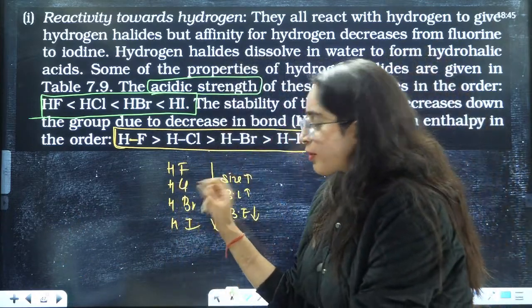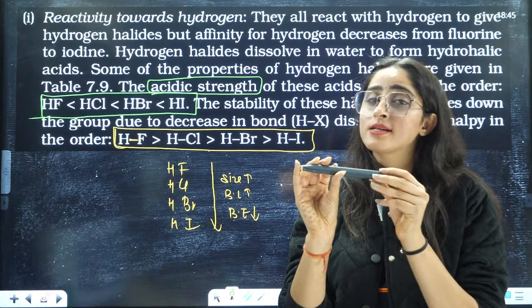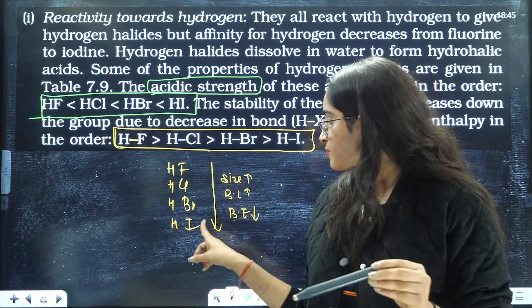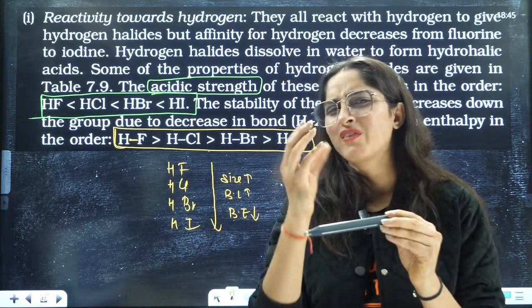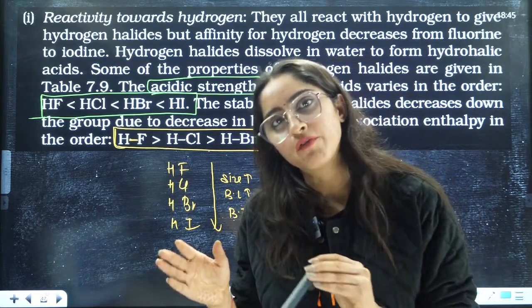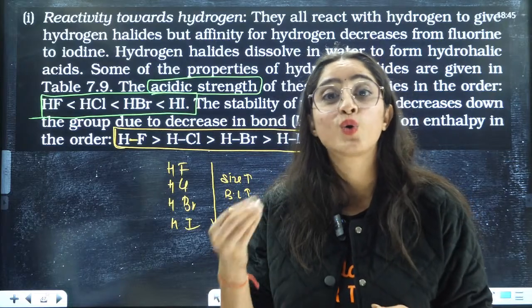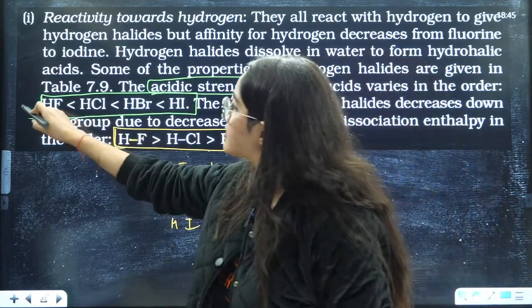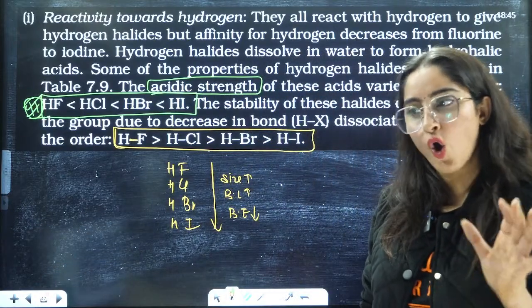If we talk about HI, distance is very large. Size is large, it means distance is large. That means to break this bond, we require very less energy. So H positive can easily be given. That means it is a good proton donor, and it has good acidic strength. That is why this is the order for acidic strength, right? Okay.